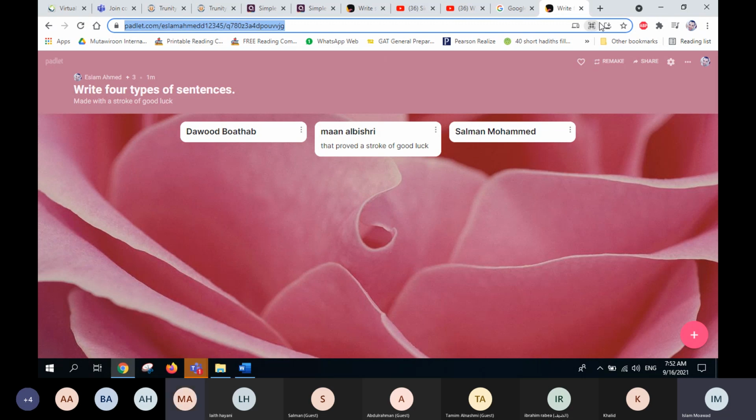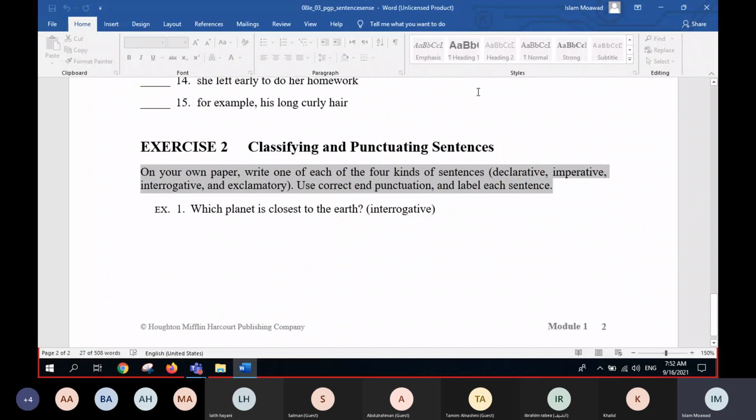Yeah, go ahead. You want me to write a sentence like, with a stroke of good luck? I want you to write four kinds of sentences: the declarative, the imperative, the interrogative, and exclamatory. Like this one, which planet is closest to the Earth? It's interrogative, and you have to write one imperative, one exclamatory, and one declarative. You know? Yeah. Finished? Okay. Right?